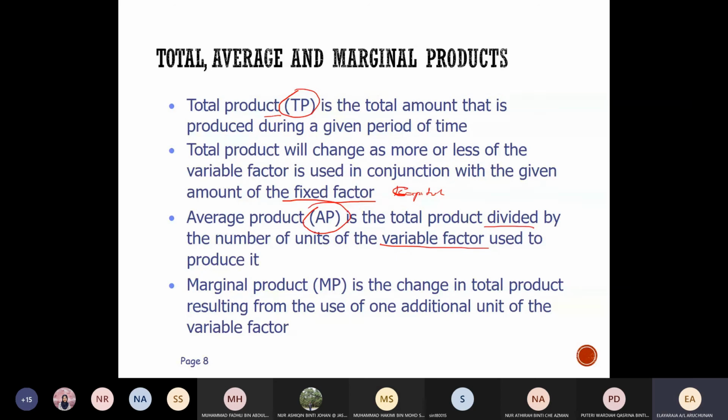And then marginal product. Marginal product will be MP. It is the change in the total product resulting from the use of one additional unit of the variable factor. That means we see the changes in the product as well as the changes in the variable factor. So you see the two changes, the changes between marginal product and the variable factor.